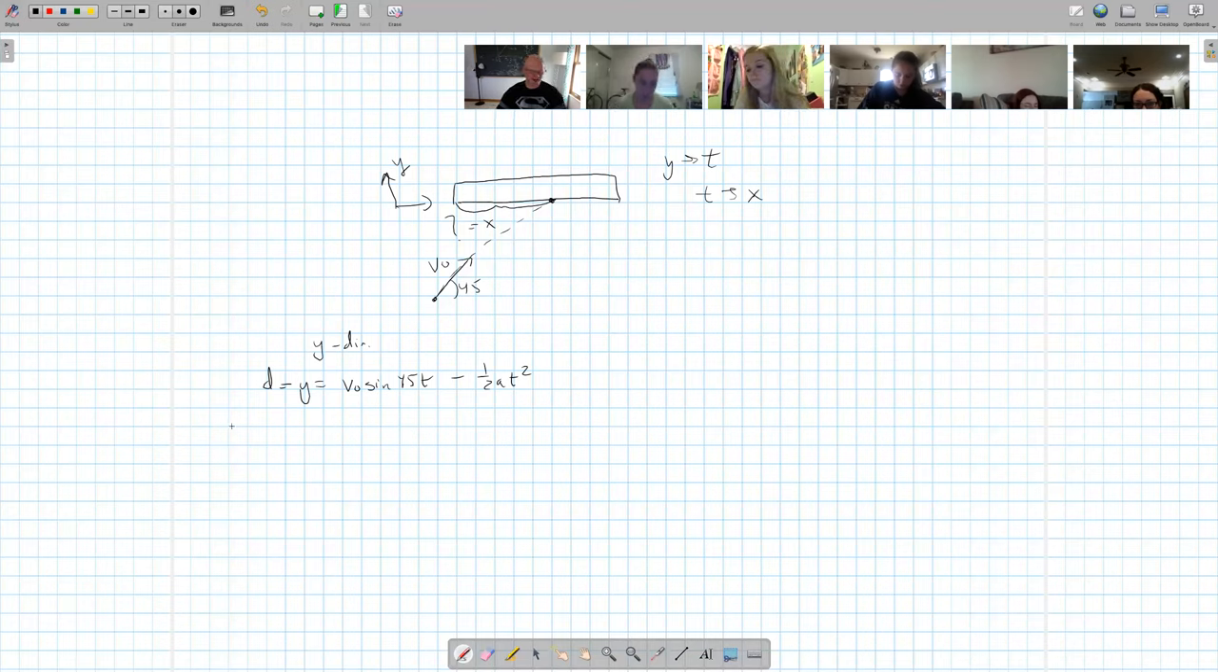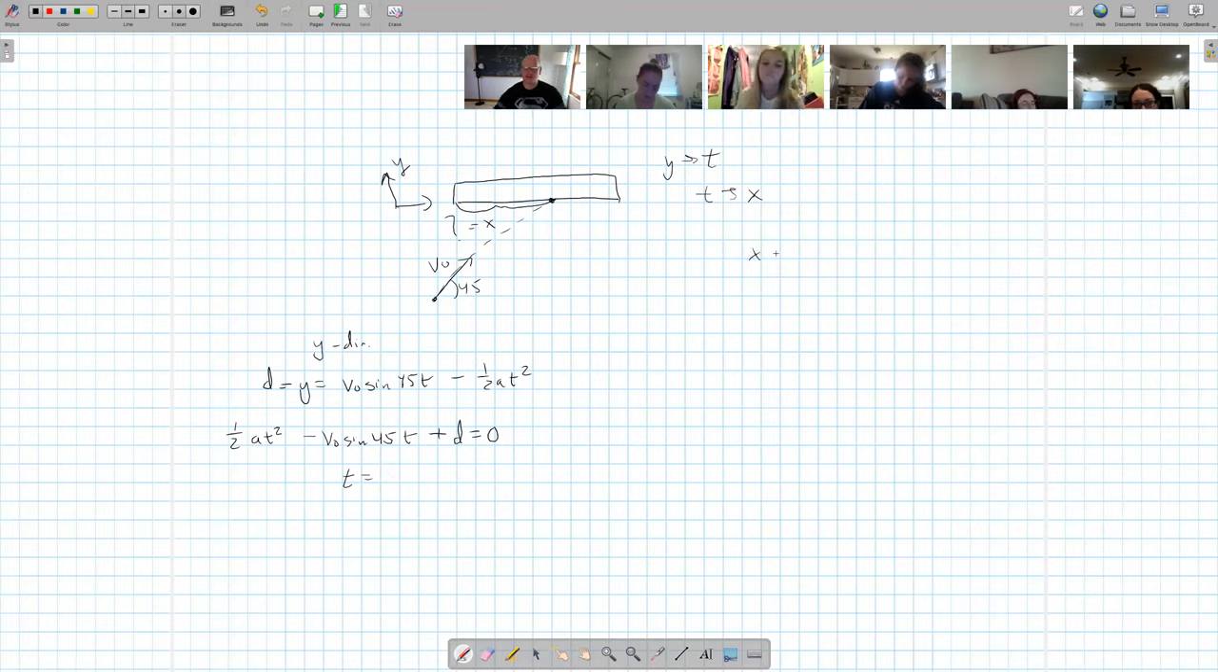Now let's rearrange. Let's make this look like a quadratic. So we have 1/2 a times t squared, minus the initial velocity times sine of 45 degrees times the time, plus d is then equal to 0. So at this stage, we would have to use the quadratic formula to solve for t. Okay.